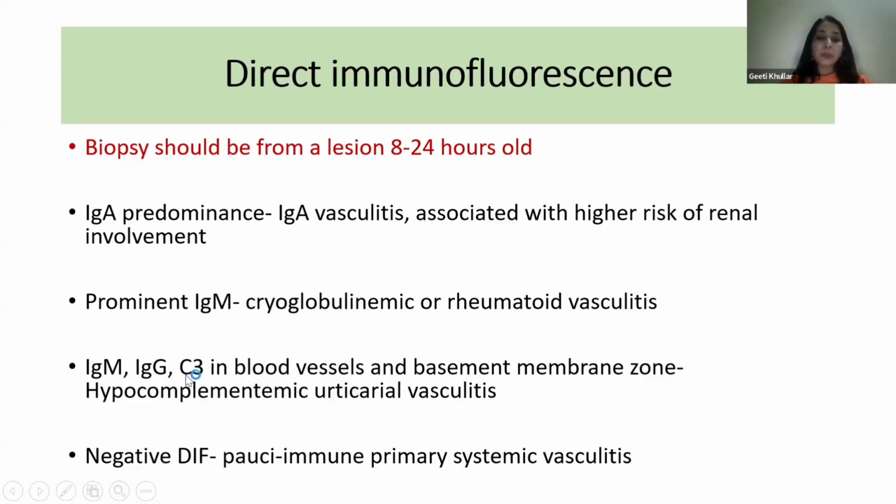Sometimes you see multiple immune deposits. So you have more than one deposit, and they are present in the blood vessels and even in the basement membrane zone. Then you have to think whether I'm dealing with urticarial vasculitis, the hypocomplementemic type, which is often associated with SLE. So there you have multiple immune deposits at more than one place, that is, in the blood vessels as well as the basement membrane zone. A negative DIF can be seen in many of these vasculitides, specifically the ANCA-associated vasculitis.